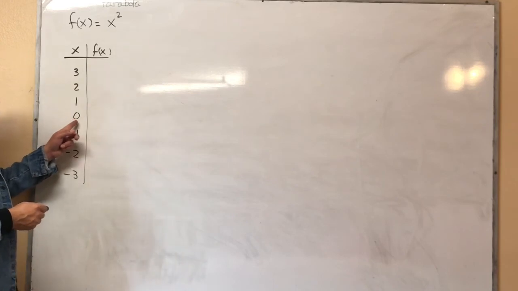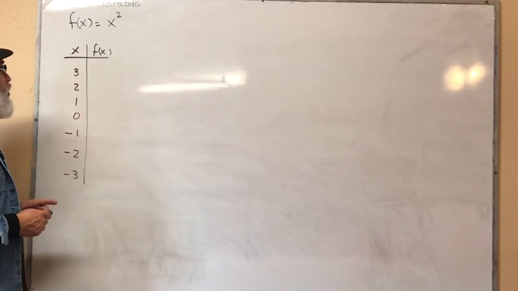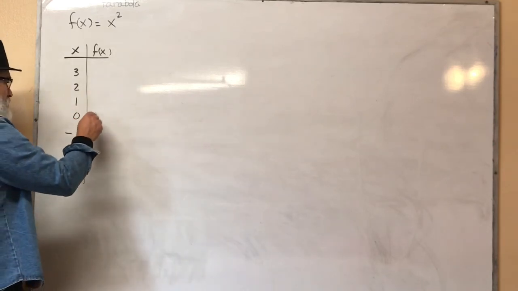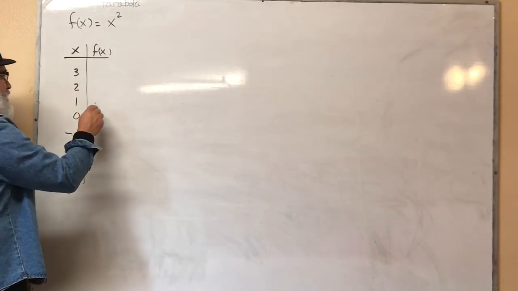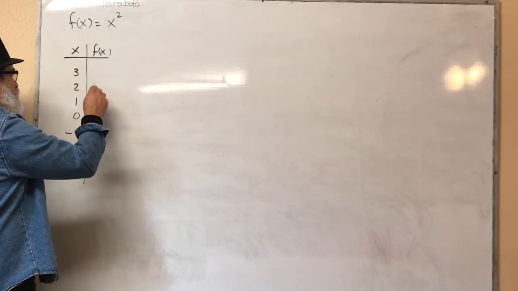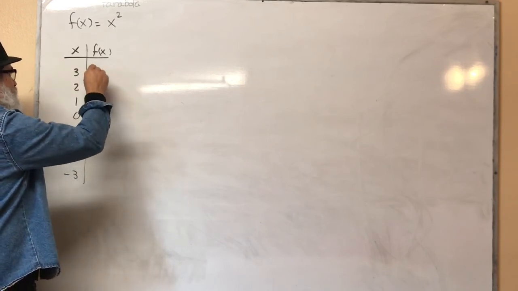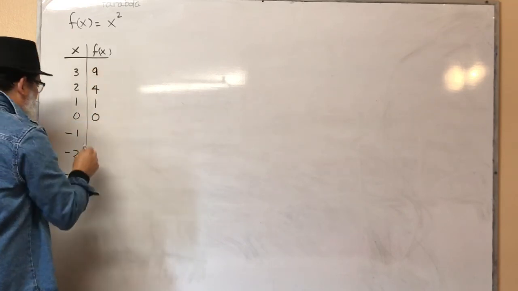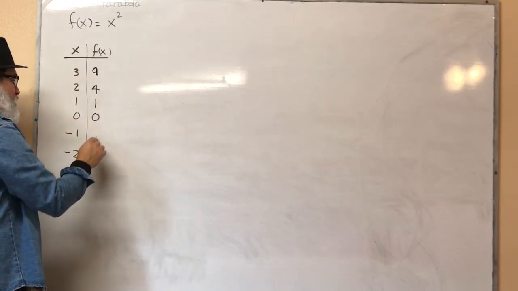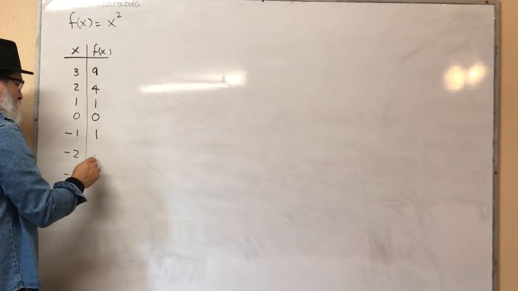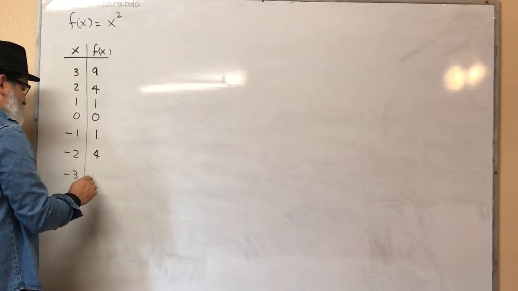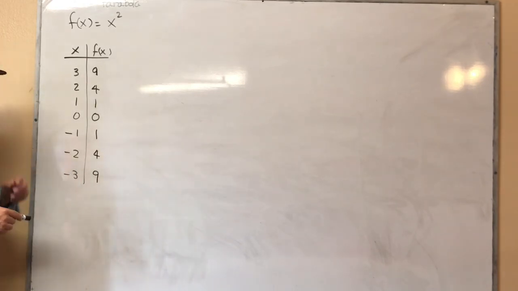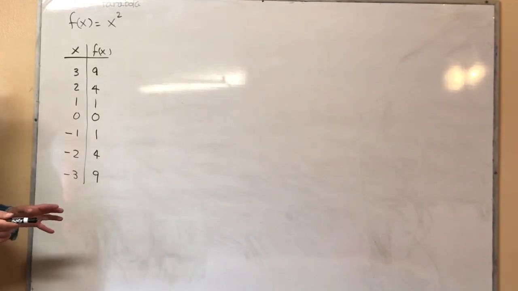If x is 0, then 0 is squared according to this basic parabola. 0 squared is 0. 1 squared is 1. 2 squared is 4. 3 squared is 9. -1 squared is 1. -2 squared is 4. And -3 squared is 9. Okay? Now we can graph this basic parabola.